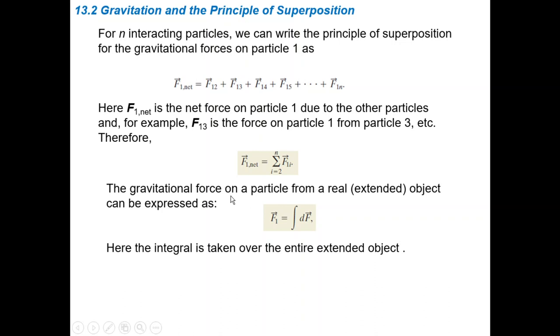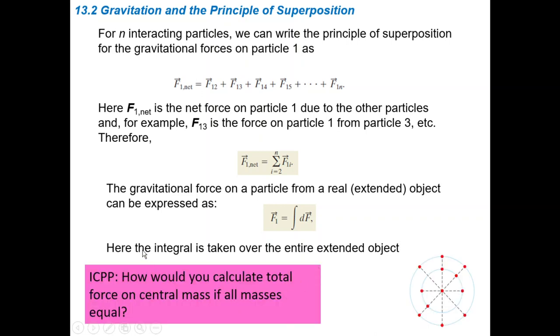The gravitational force on a particle from a real extended object can be expressed with integral notation instead of the sum: F1 is equal to the integral of dF. Here the integral is taken over the entire extended object. And we have the question here: how do you calculate the total force on the central mass if all masses are equal? As I said before, we have a zero position here. F1 net, and later on we can find it for entire extended objects.